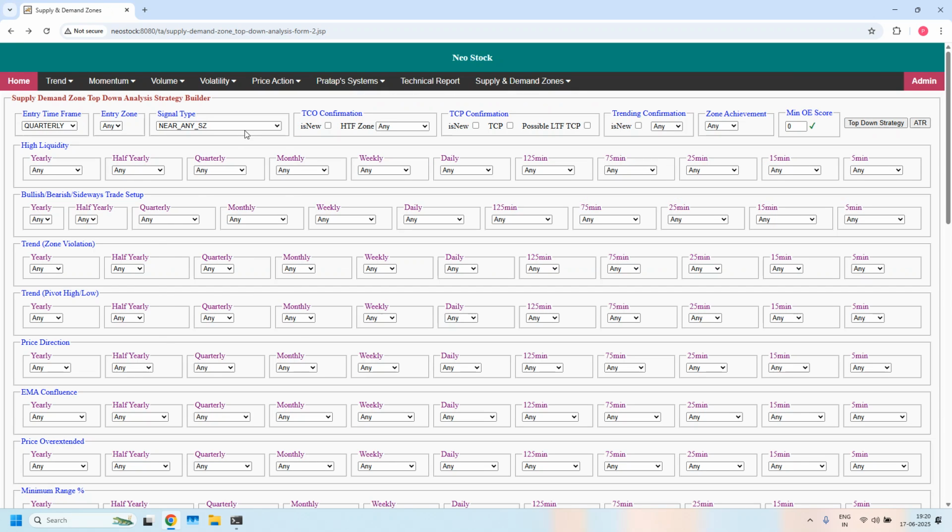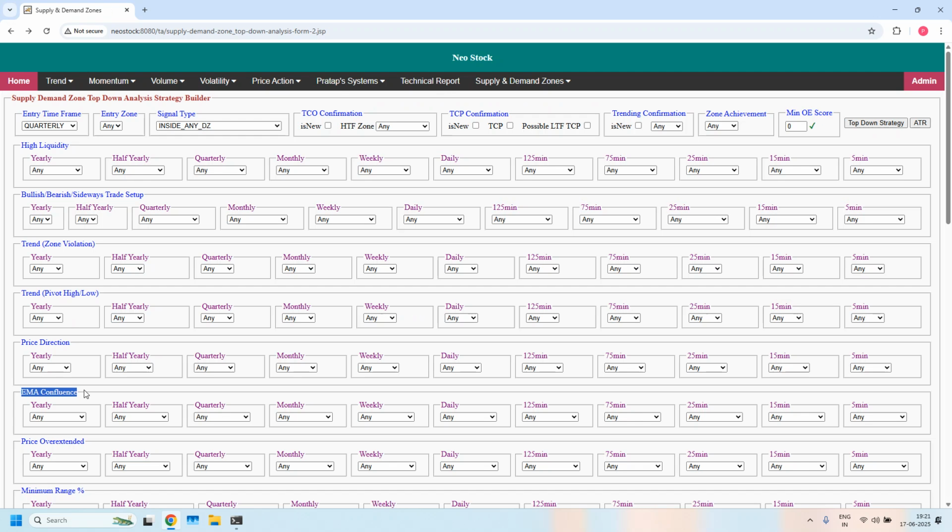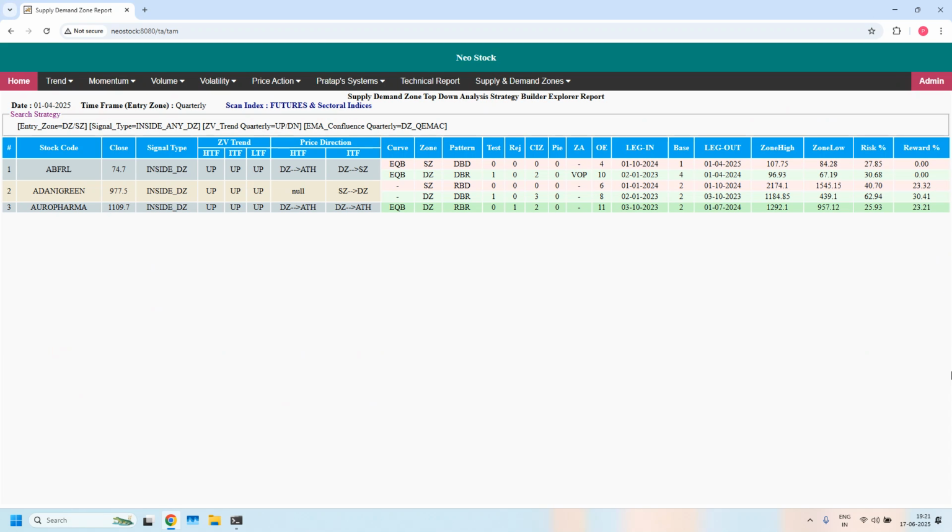Next, price closed inside the quarterly demand zone, we got 9 stocks. But out of these 9, we should look for more high probability quarterly demand zone. So let us further filter based on the EMA confluence on quarterly time frame. Checking quarterly demand zone having quarterly EMA or not. At the same time, trend should not be sideways on quarterly. It can be either up or down on quarterly. We got 3 stocks.